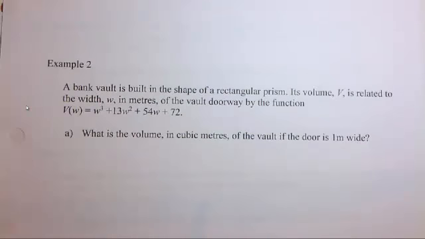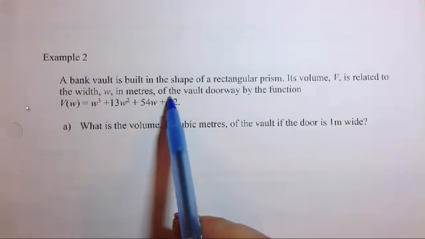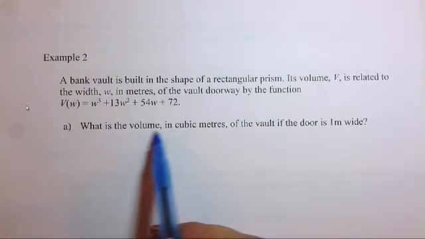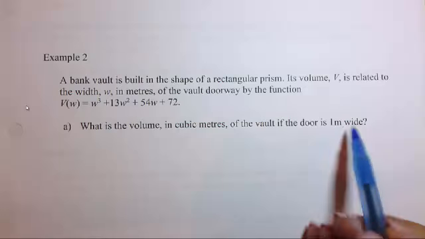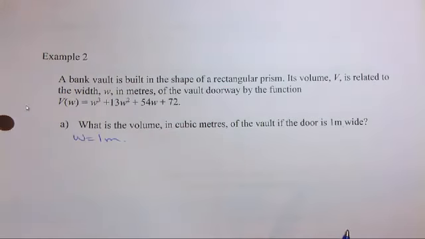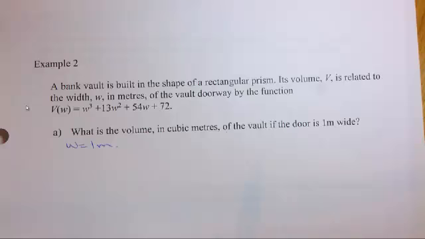Okay, this next question says a bank vault is in the shape of a rectangular prism. Its volume V is related to the width W in meters of the vault doorway by the function. So this is our function here that's given. And then it says, what is the volume in cubic meters of the vault if the door is 1 meter wide? So we're going to take W equals 1, and we're going to substitute it into here. So why don't you substitute it into there? And you end up getting 140. So there's the work for the substitution.